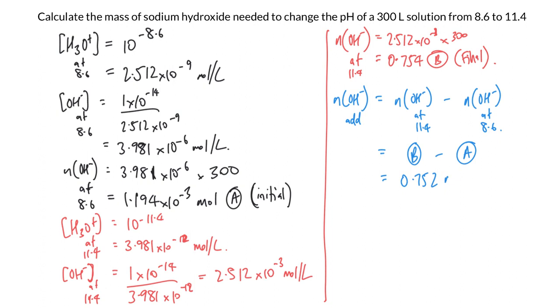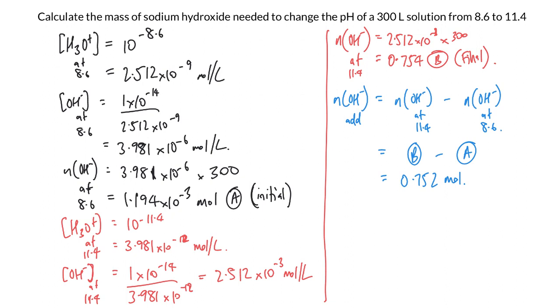0.752 moles. And you'll notice that these two values aren't very different, because this value is very, very small. You only started with a little bit, right? And so effectively all of the extra has to be added to it. How do we get that 0.752 moles?